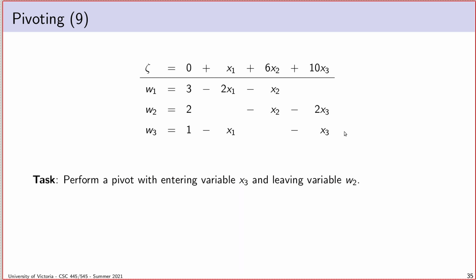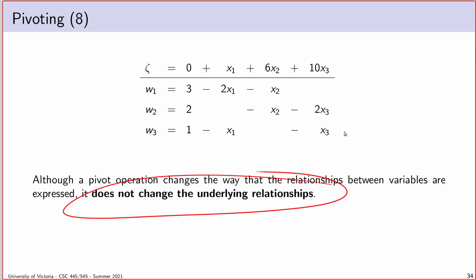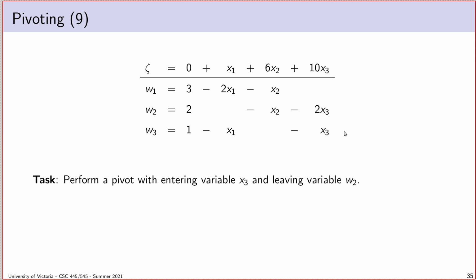Now, fine, fair enough. That's great terminology, and I guess more emphasis that this operation won't change relationships, but what is the operation actually going to do then, Bill? Fine, let's try a pivot operation. I would like x3 to be my entering variable and w2 to be my leaving variable.